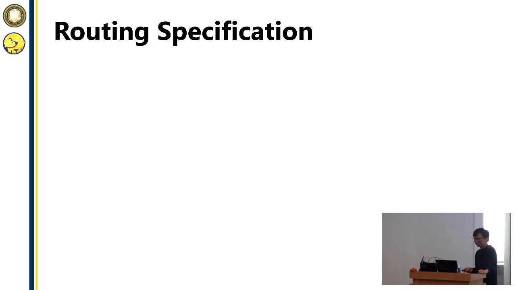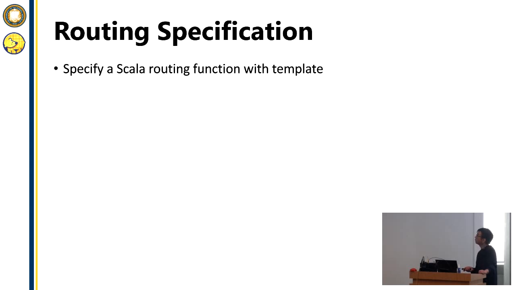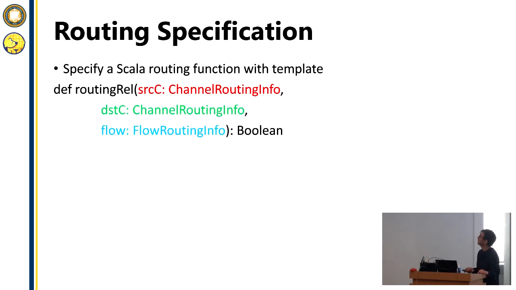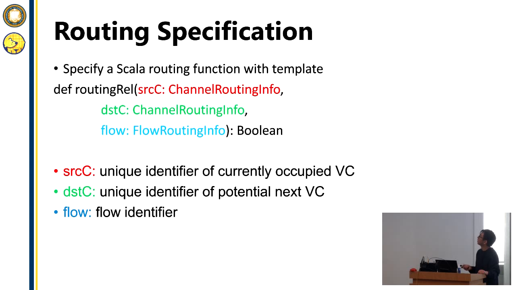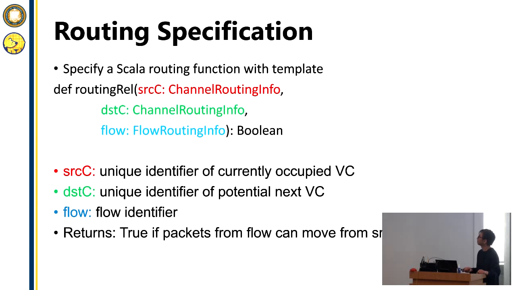I think the routing specification is probably the most interesting component of this. You specify a Scala routing function for Constellation. So this is not even Chisel, right? You write this high-level abstract function where the parameters of this function are the unique identifiers of the currently occupied virtual channel and the unique identifier of a potential next virtual channel that the packet might go into. And of course, some properties of the packet. So this function basically says, given a packet that is part of this flow that's currently occupying the source virtual channel, return a Boolean, true or false, whether or not it can progress to the next virtual channel.